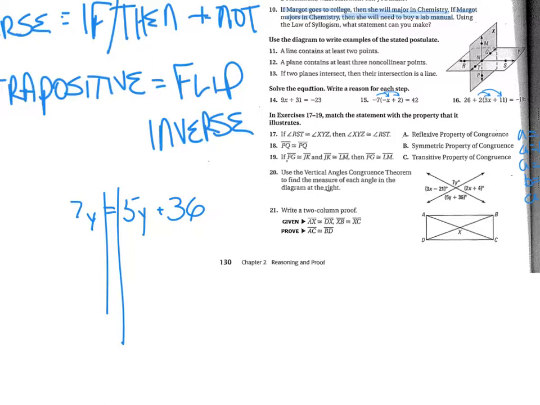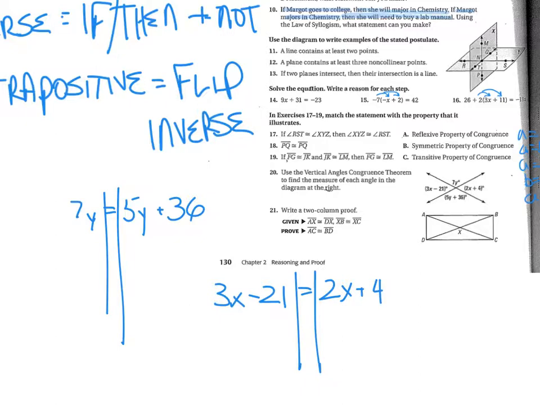Okay, and then we need to solve for x. So I'm going to set it up as, again, they're vertical angles. Vertical angles are equal to one another. Like that. Solve for x, and again, plug it in to either one of these and figure out how many total degrees those angles are.